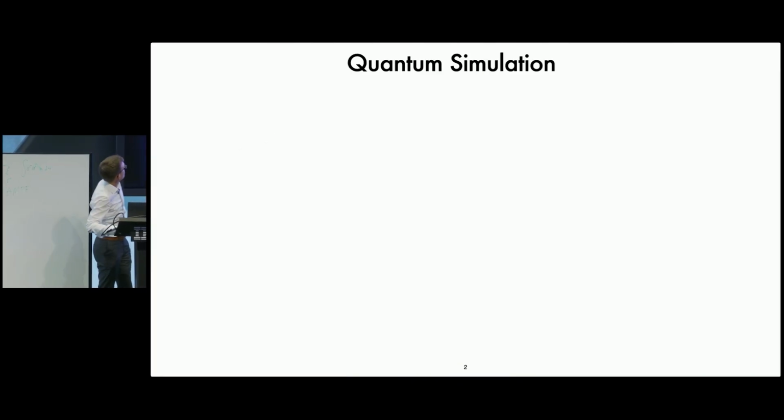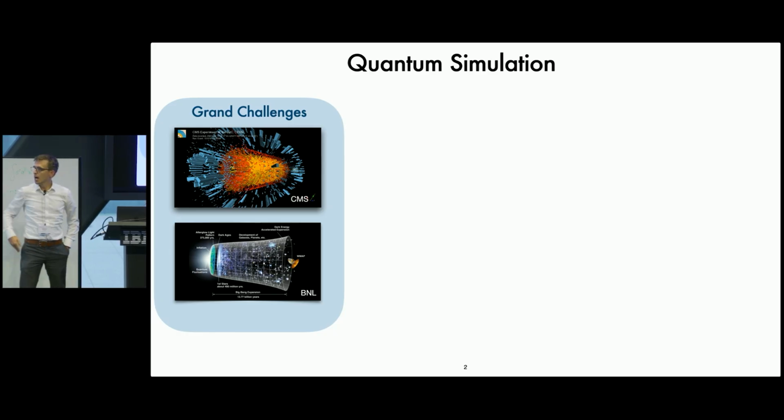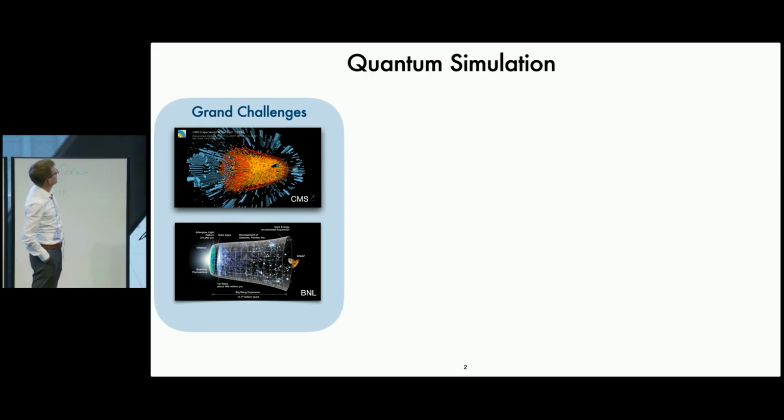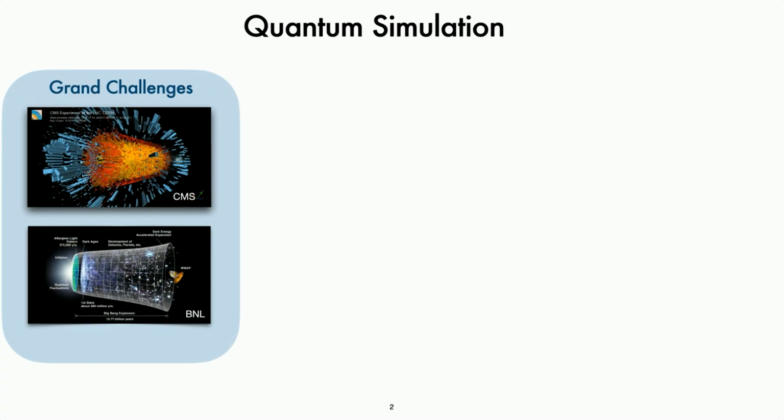All right, what could these problems look like? Here are some examples from high energy nuclear physics, and that is, for instance, how does the matter created in an ultra-relativistic heavy ion collision come to thermal equilibrium, or how did the early universe come to, sorry?